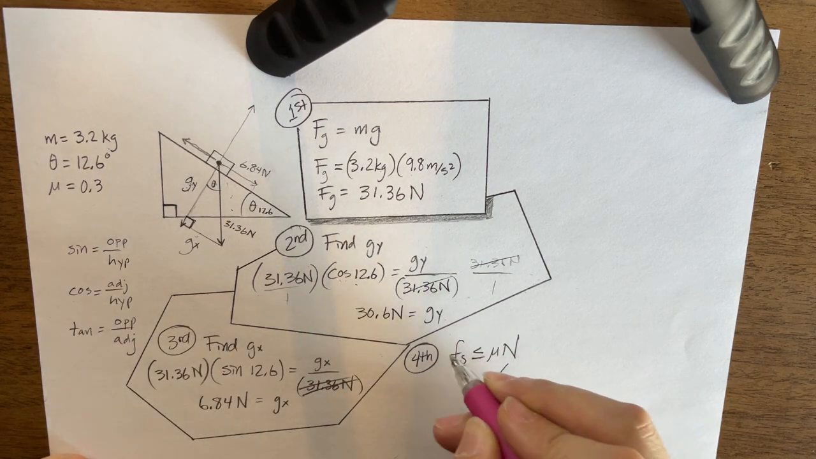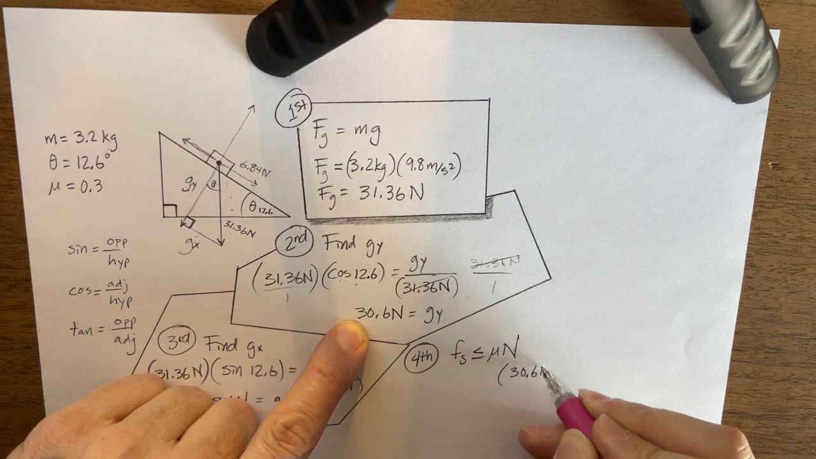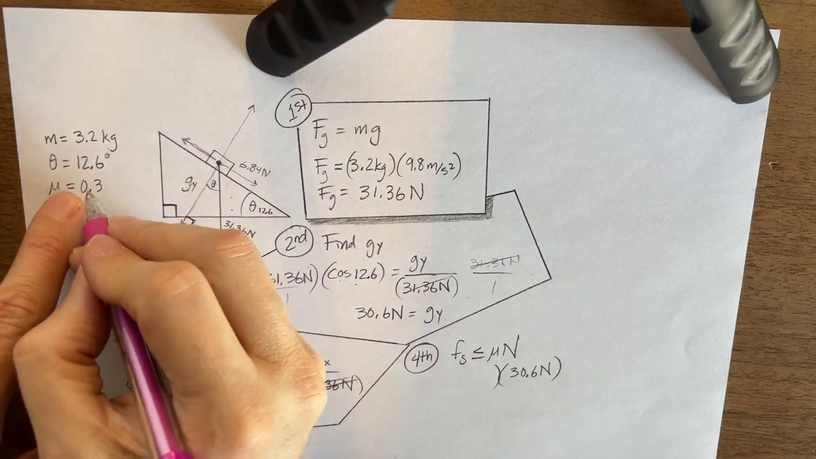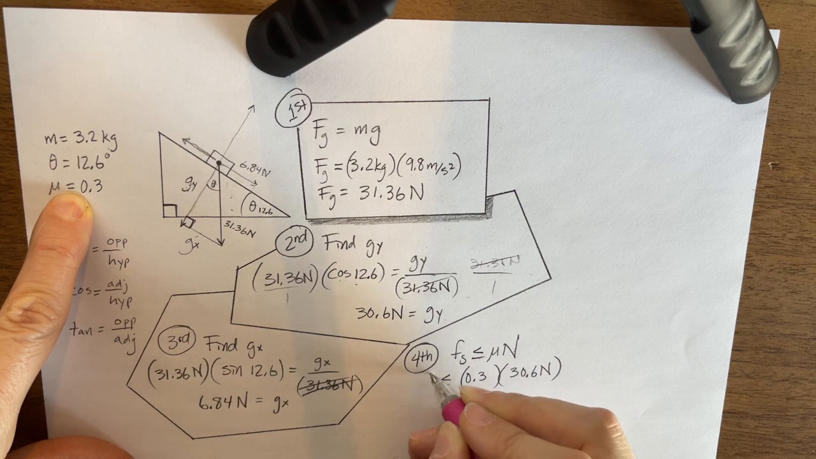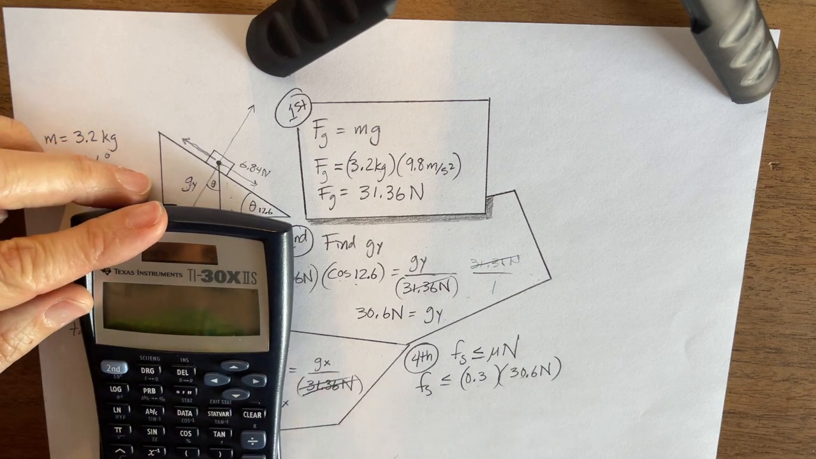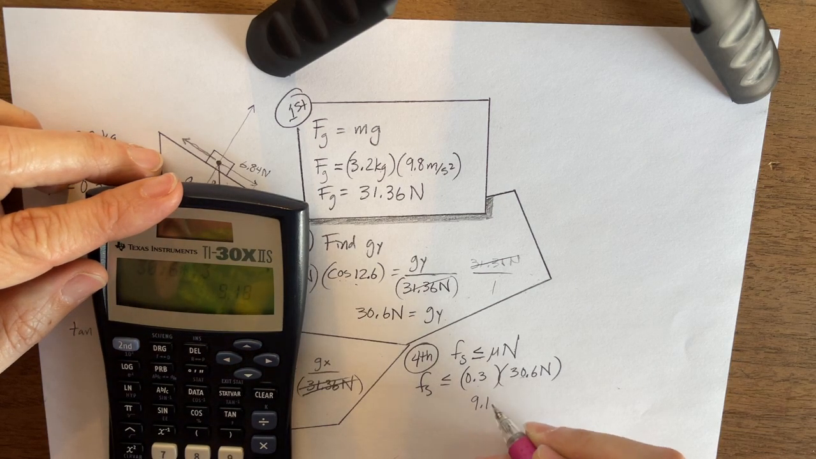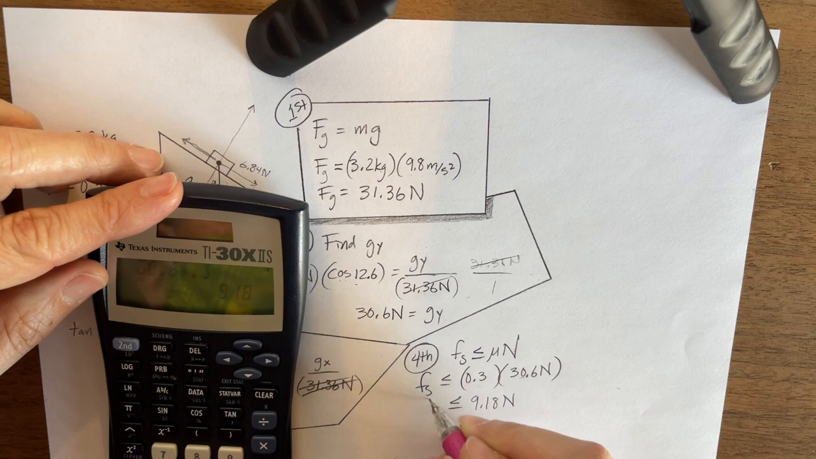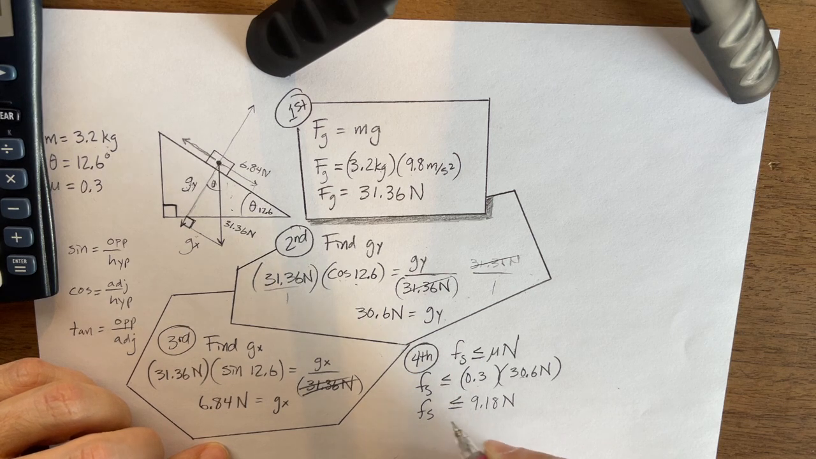So let's plug in g sub y for the normal force, 30.6 newtons, times mu, which is 0.3, and less than or equal to force of friction. So this times that, let's find out, 30.6 times 0.3. This is essentially a third of that, so 9.18 newtons. That's what the friction can hold up to, that's what this less than or equal to means. The force of static friction can hold up to 9.18.